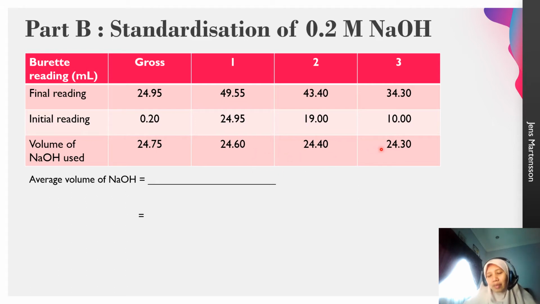Decreasing volumes every time, which means each time the technique gets better. Yeah, the technique and the color of the endpoint should get better. Now, look at the burette readings. The burette readings are recorded to 2 decimal places.